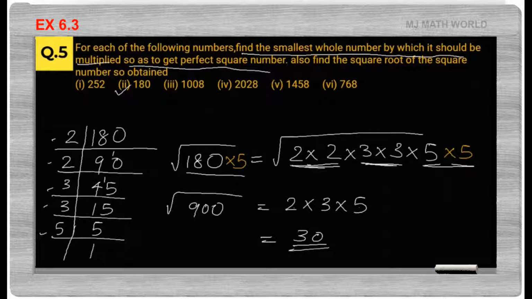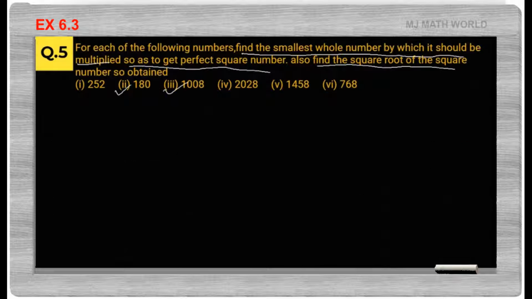The question is by which number it should be multiplied so as to get a perfect square number. That means 5. If multiplied with 5, we get a perfect square number. The next part is to find the square root of the square number. The square root of 900 is 30. This is the answer. The answer is 5 and 30. The next number.